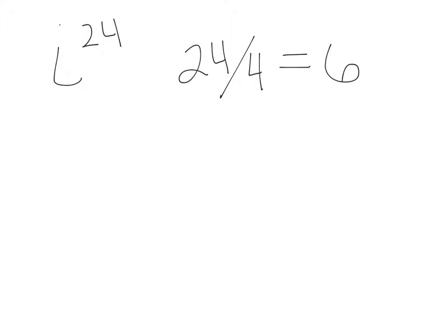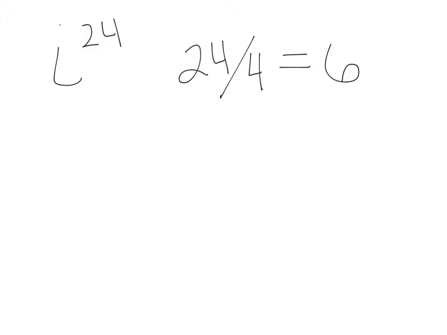Number 5 has i to the 24th power. So you're going to take 24 and divide it by 4. That equals 6 with no remainder. So if you had a remainder of 1, it's i to the first. Remainder of 2, it's i squared. Remainder of 3, it's i to the third.